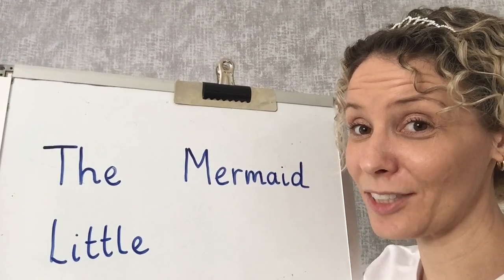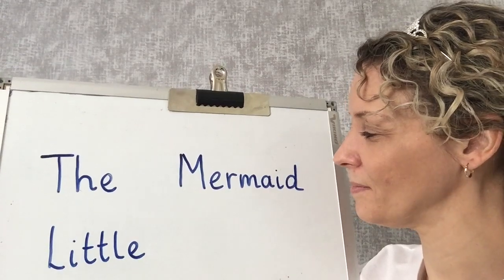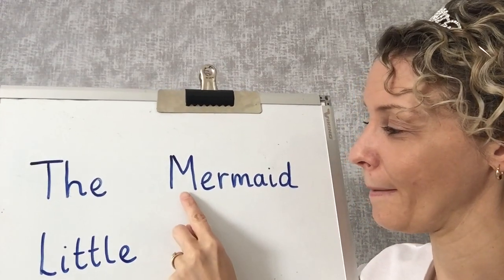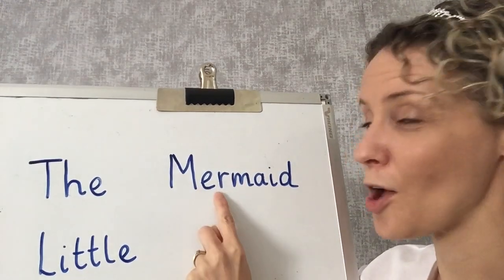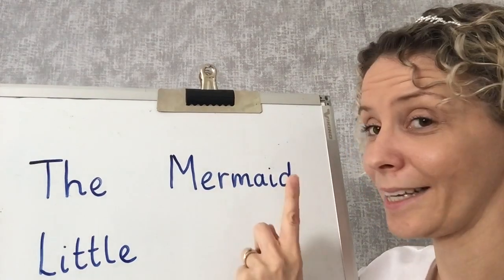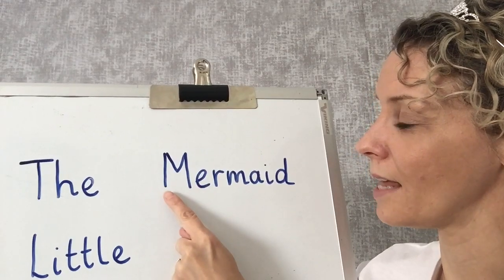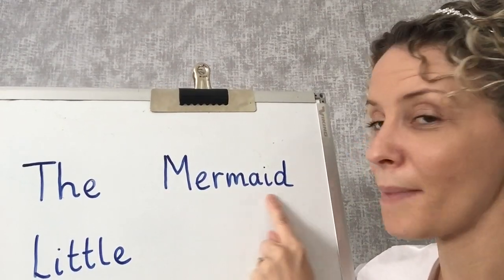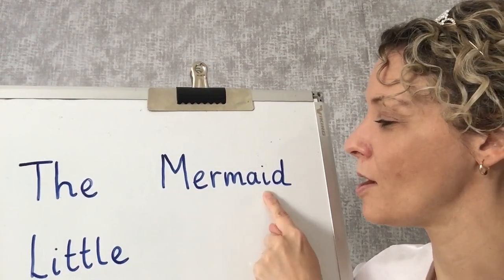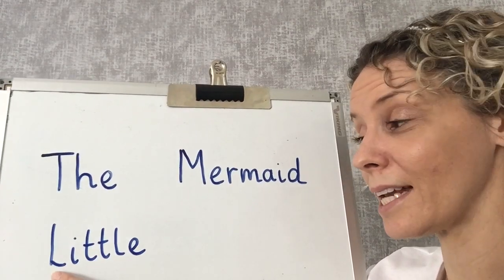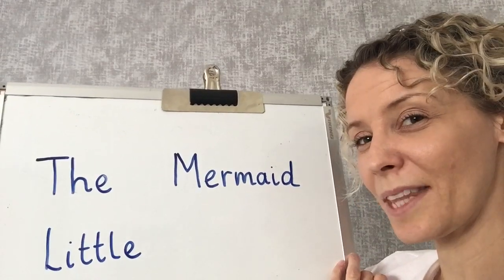Here's our last fairy tale title. We've got the. You have a go at this one. Just try that first bit. Mer. Now try the next bit. Then put it together. Mermaid. Well done. Mermaid. So we've got the mermaid. And there's that tricky word again. Little. The mermaid little. What could that be?